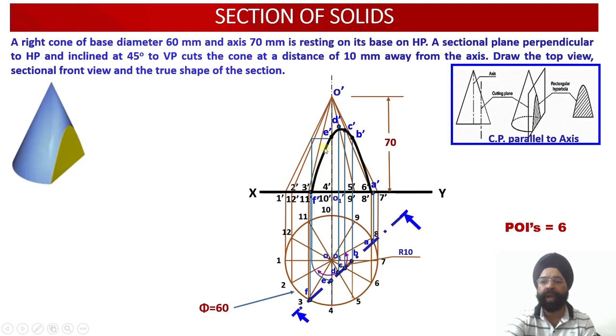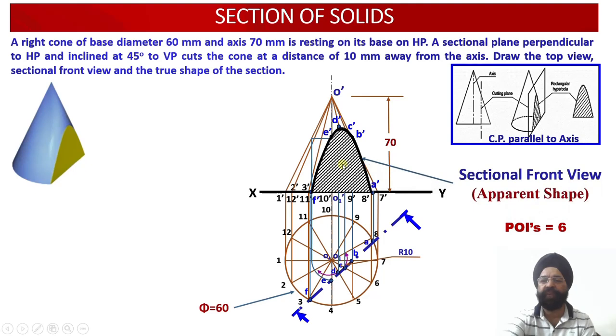rectangular hyperbola, that is the shortened view or the apparent view which has been obtained in the sectioned front view. So the name of this view which we have obtained is called the sectioned front view. And since our cutting plane and our sectioned plane was inclined to the vertical plane, the projection obtained on the vertical plane will be the shortened view.